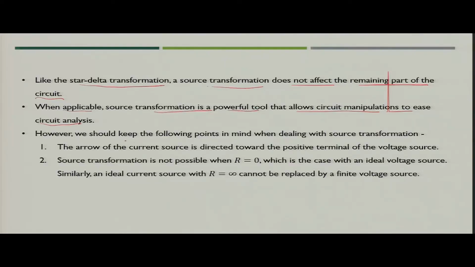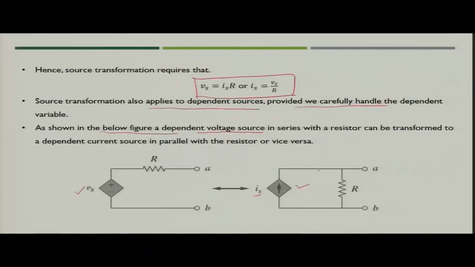Now, what you have to keep in mind? You have to keep these 2 points in mind while dealing with the source transformation. What is that? First is that the arrow of the current source is directed towards the positive terminal of the voltage source. Like this is the positive terminal of the voltage source. So, the current source should point towards the positive terminal of the voltage source.